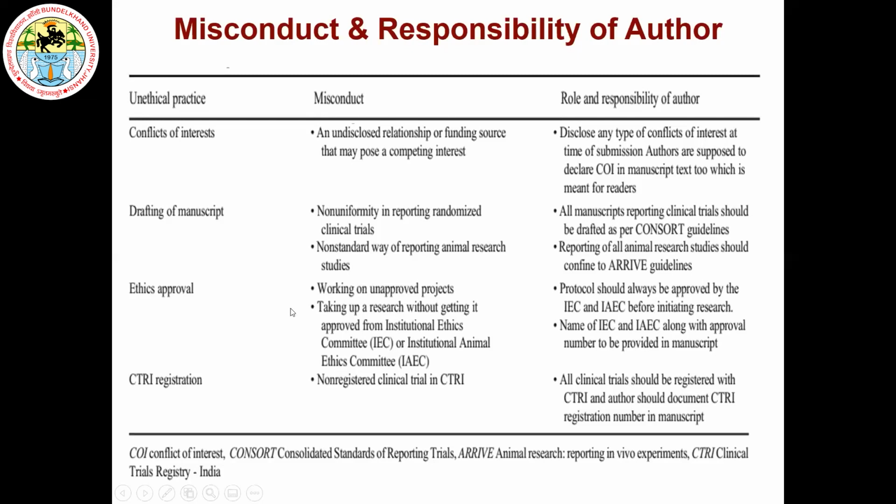Then ethical approval, working on unapproved projects, that is, taking up research without getting it approved from the institutional ethics committee or institutional animal ethics committee. As an author, the protocol should always be approved by the institutional ethics committee or institutional animal ethics committee before initiating the research, and the name of IEC and IAEC along with approval number to be provided in the manuscript.